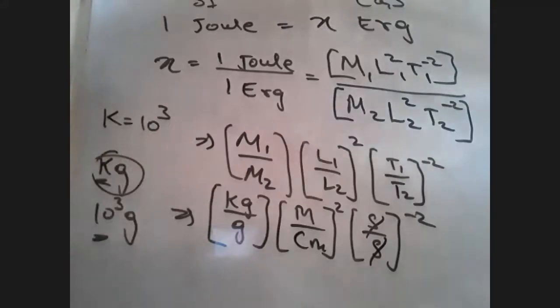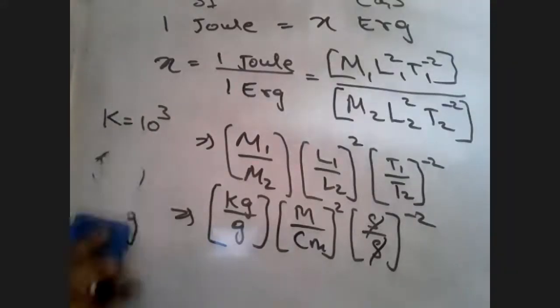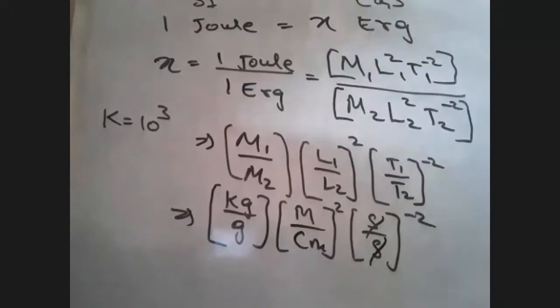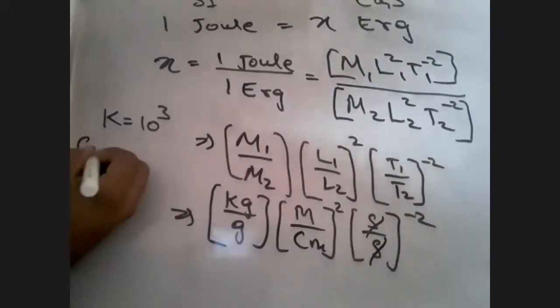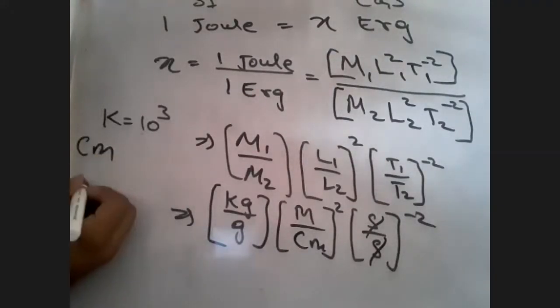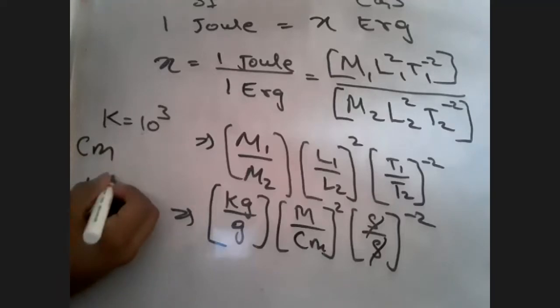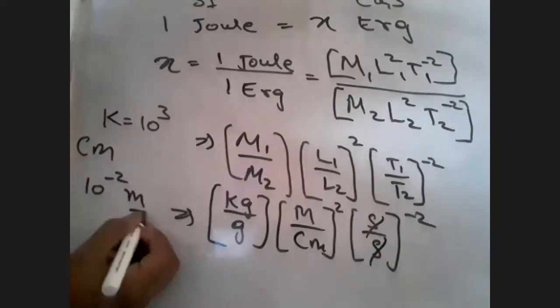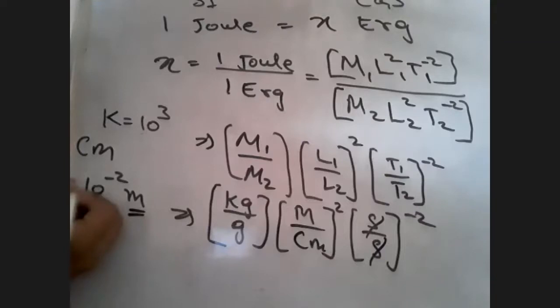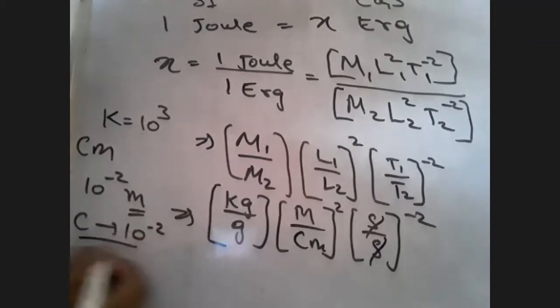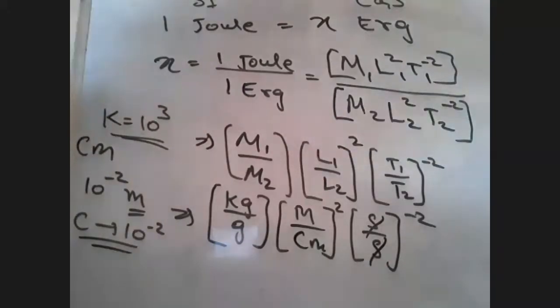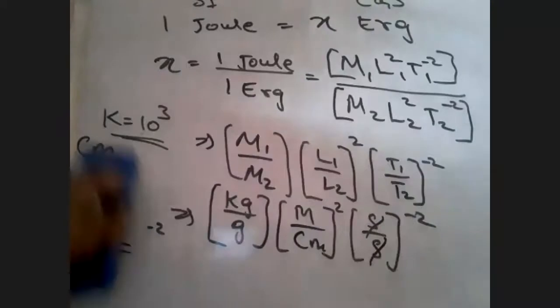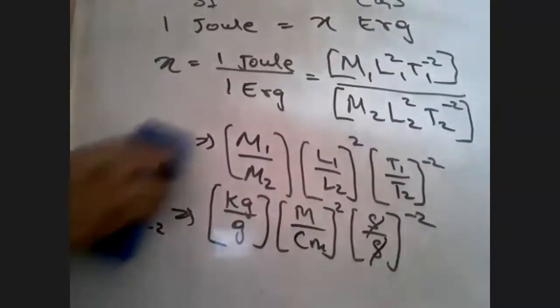Similarly, when you talk about centimeter, the c in the centimeter can be written as 10 raised to minus 2, and it will become meter. What remains is meter. So c can be written down as 10 raised to minus 2. So these are two shortcuts which you can remember, that k is equal to 10 raised to 3 and c is equal to 10 raised to minus 2. Substitute that over here, and you will get a good answer regarding this.